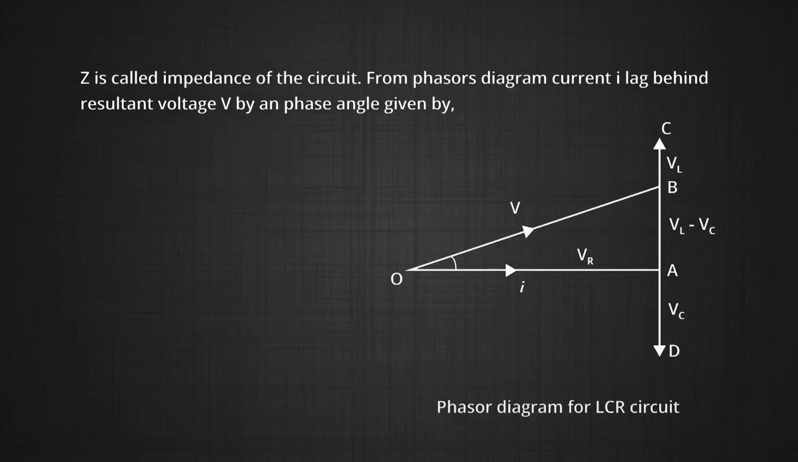From the phasor diagram, current I lags behind the resultant voltage V by a phase angle given as tan phi is equal to VL minus VC upon VR, or XL minus XC upon R, which can be written as (omega L minus 1 upon omega C) divided by R.